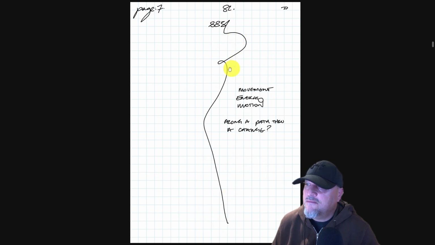Here's me trying to describe the movement. So the movement was downwards in motion. There was a movement of energy, and it was along a path, and then it changed. And I think the change was the explosion.